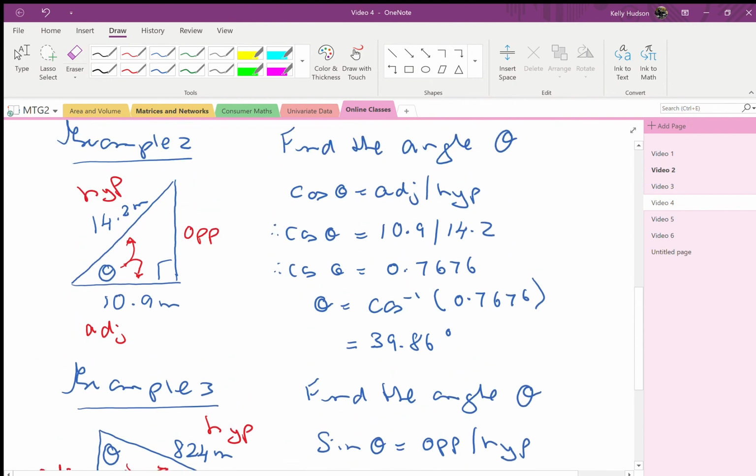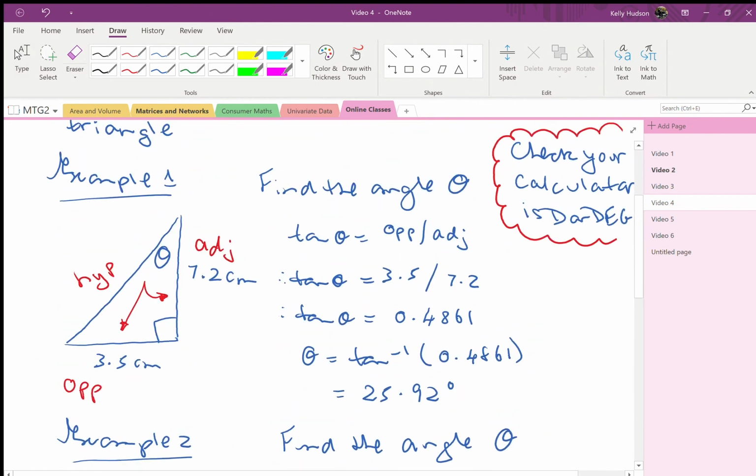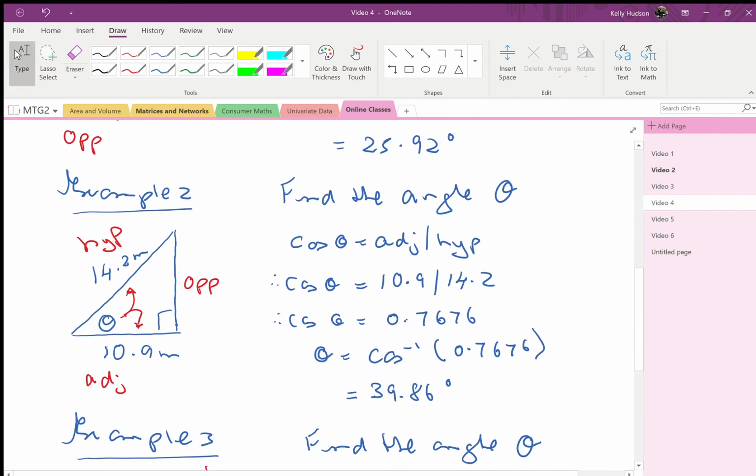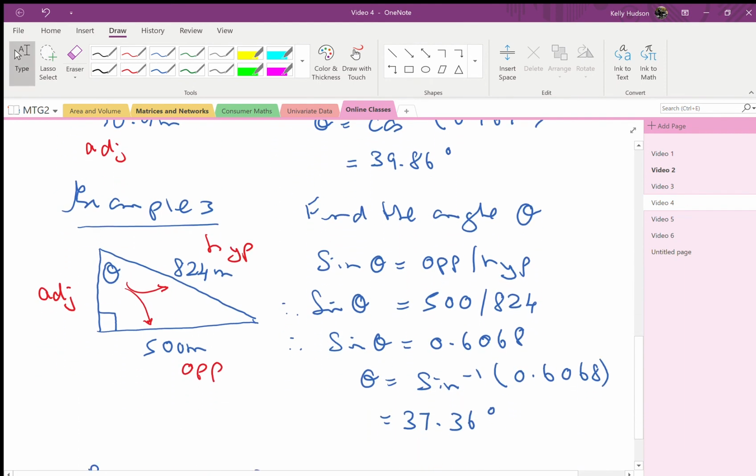So there are 3 examples. The first example is using my tan ratio, my opposite over my adjacent. The second is using my cos ratio, my adjacent over my hypotenuse. And my third is my sine ratio, which is my opposite over my hypotenuse.